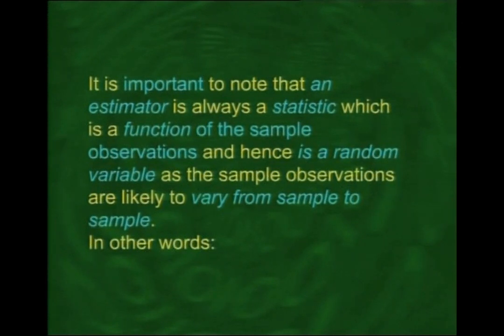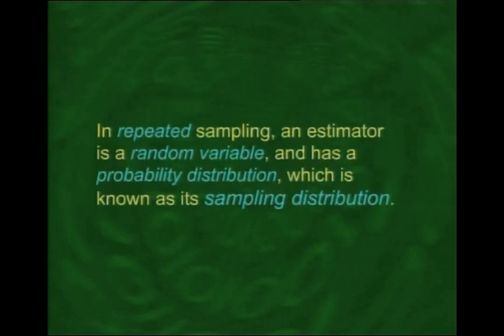It is important to note that an estimator is always a statistic, a quantity computed from the sample, and thus it is a function of the sample observations, and hence it is a random variable because the sample observations are likely to vary from sample to sample. In other words, an estimator is a random variable and it has a probability distribution. Students, the same distribution that we have been discussing, called the sampling distribution of that particular statistic. So, the point to be noted is that in repeated sampling, our estimator is a random variable. Lekin किसी भी एक पर्टिकुलर सैंपल के ड्रॉ कर चुकने के बाद उसकी जो न्यूमेरिकल वैल्यू आएगी that will be the estimate in that particular situation, that will be the estimate of the corresponding parameter.